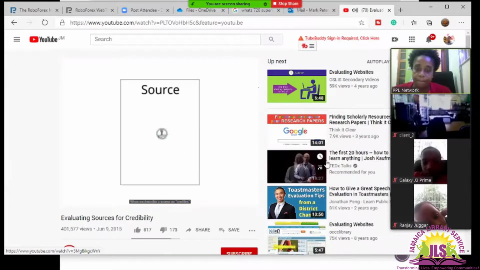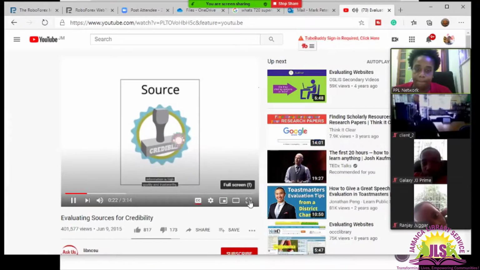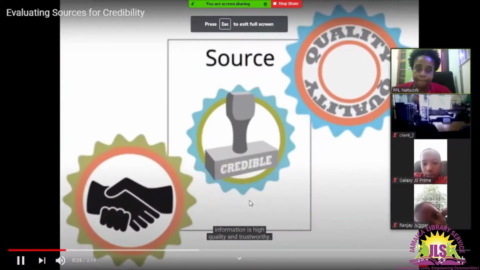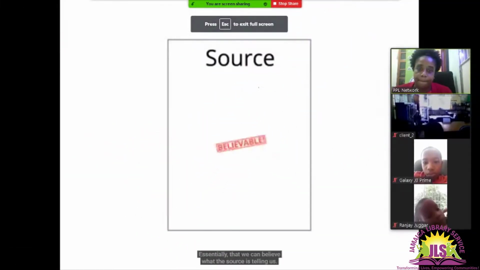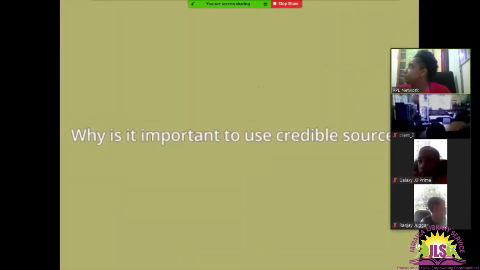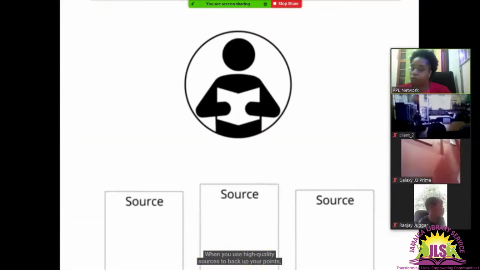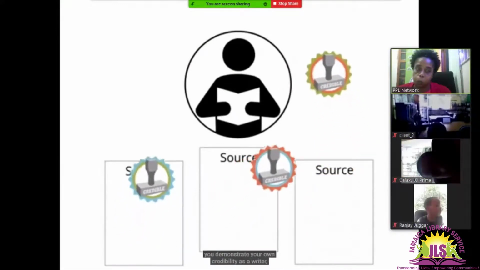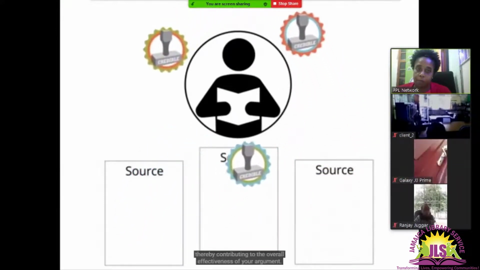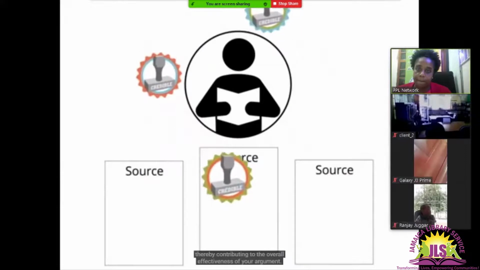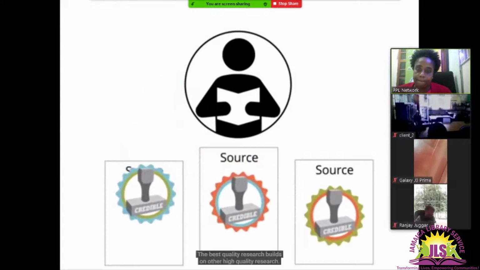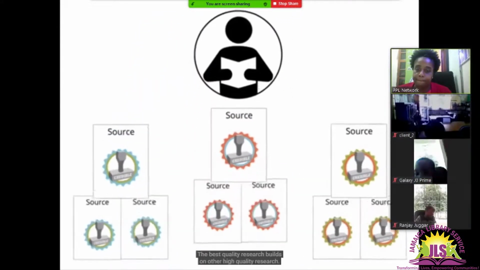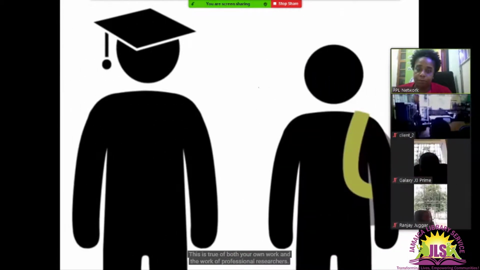When we describe a source as credible, we're basically saying that the information is high quality and trustworthy. Essentially, that we can believe what the source is telling us. When you use high-quality sources to back up your points, you demonstrate your own credibility as a writer, thereby contributing to the overall effectiveness of your argument. The best quality research builds on other high-quality research. This is true of both your own work and the work of professional researchers.